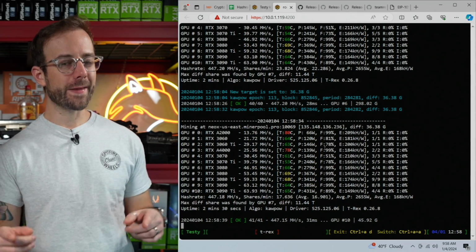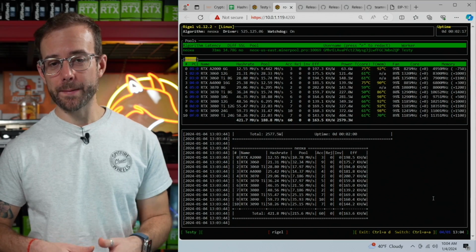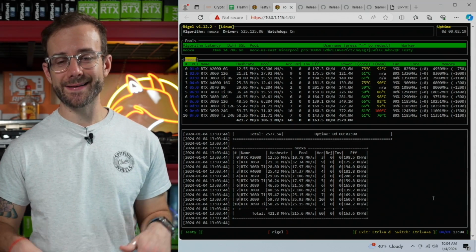And I'm gonna show you one that I really love right now. I have no idea how to pronounce this mining software's name, but I'm gonna call it Regal because its GUI is kingly.